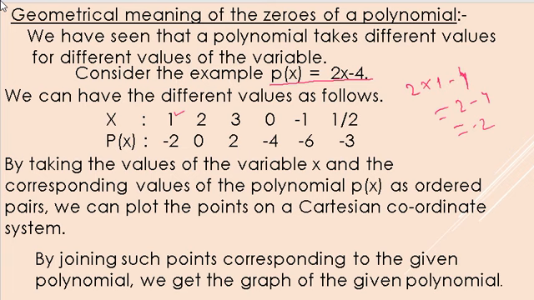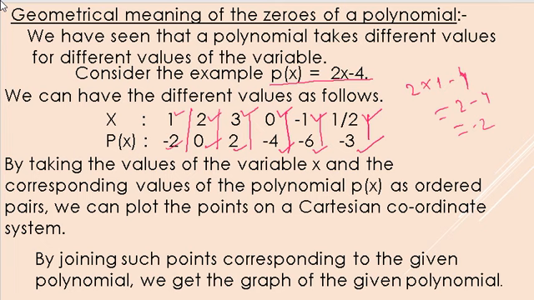Same as that, one by one you put the value, we get the p(x) value. So when we put 1 we get minus 2, when we put 2 in the place of x we get 0, when we put 3 in the place of x we get 2, and when we put 0 we get minus 4. When we put minus 1 we get p(x) equal to minus 6. When we put 1 by 2 we get minus 3.